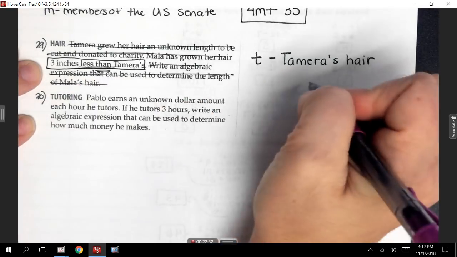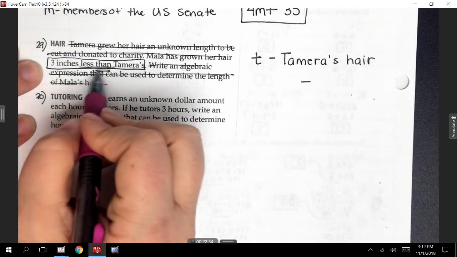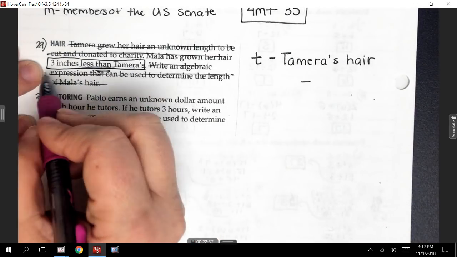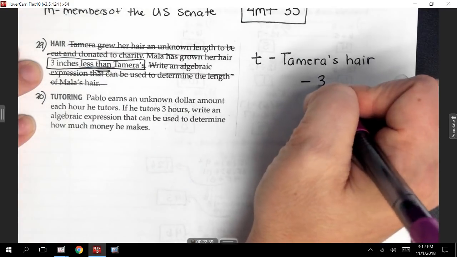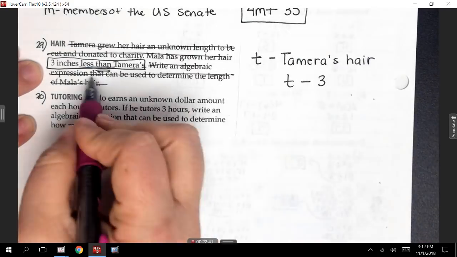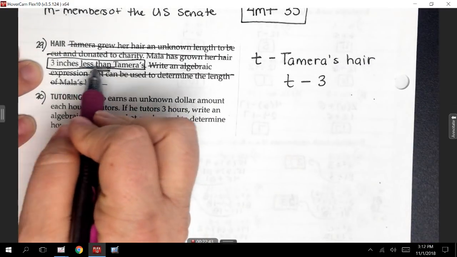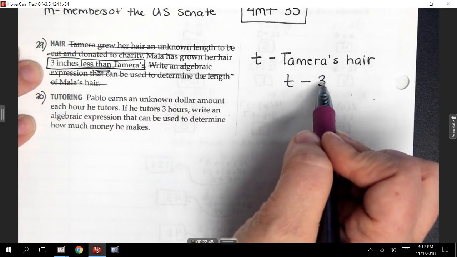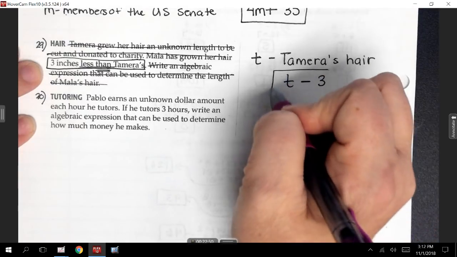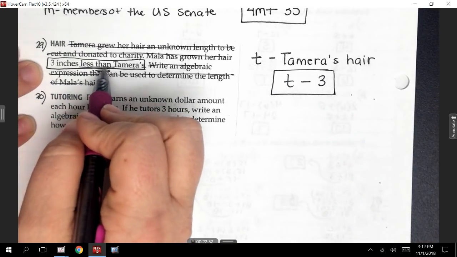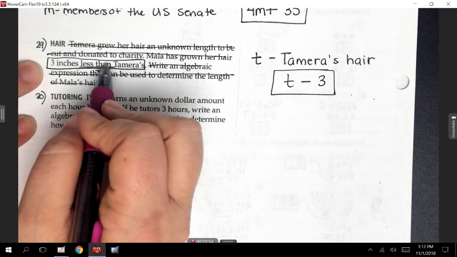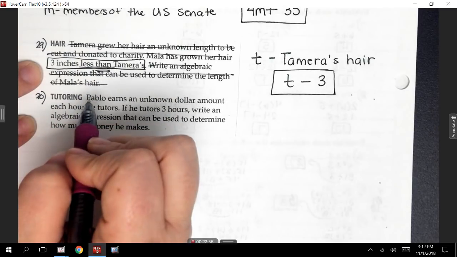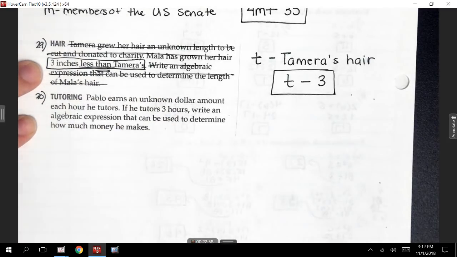Okay. And then if I look here, it says 3 inches less than. Well, less than would mean minus. And if it's 3 inches less than Tamara's, that 3 is going to go at the end because I've got to take it away from Tamara's hair. So 3 inches less than Tamara's. It's Tamara's hair, and we take the 3 inches off of it. Okay? Just a reminder, if you look for than, that's a really good way to just figure out, 3 moves to the end. It's kind of a key word, a little shortcut that I've been showing y'all. All right? Number 30, last one.